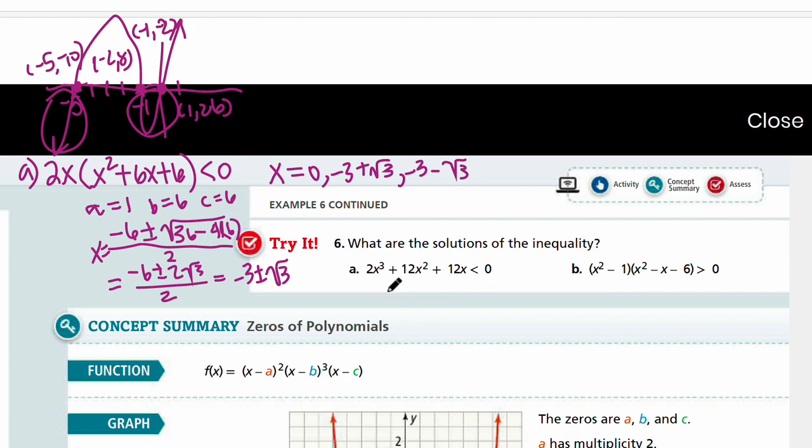So your solution would be anything in these intervals. You have to write it in inequalities. Anything that's less than negative 3 minus root 3, or anything that's greater than negative 3 plus root 3 and less than 0. So negative 3 plus root 3 less than x. X is greater than that, but less than 0. Okay, so this would be your final solution.